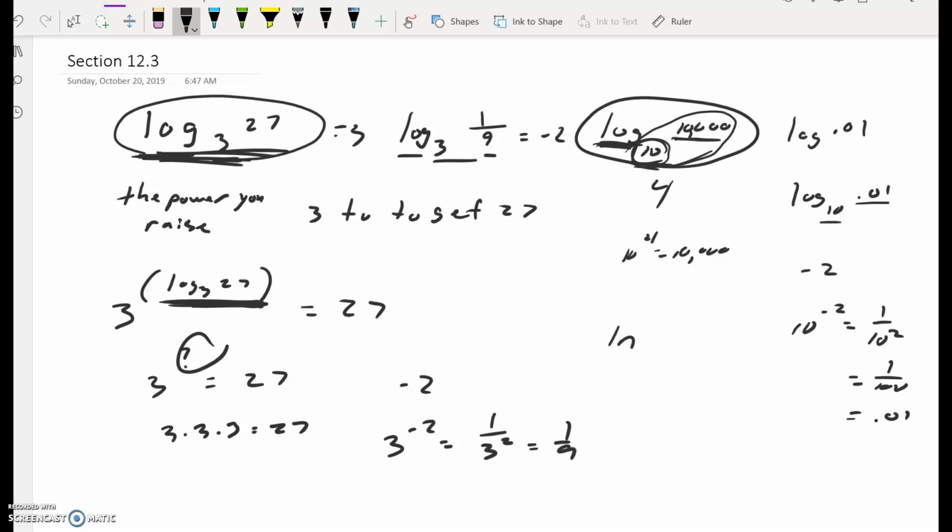The natural log of a number, which we will encounter soon, not yet, is the log base e of the number. And e is a number kind of like pi. It's around 2.7, and that's a little different looking. But if you see the natural log, it just means the base, instead of being a 3 or a 10, is an e.